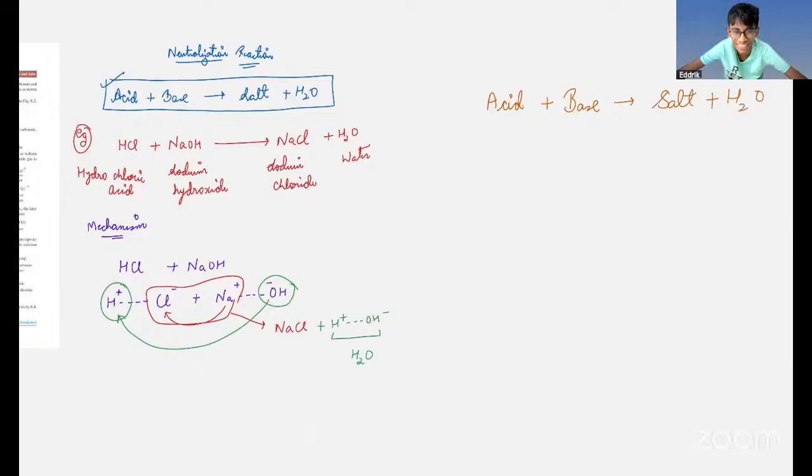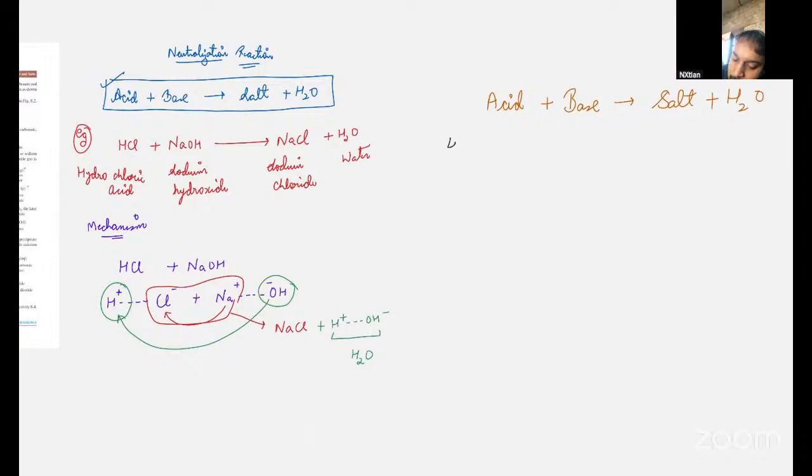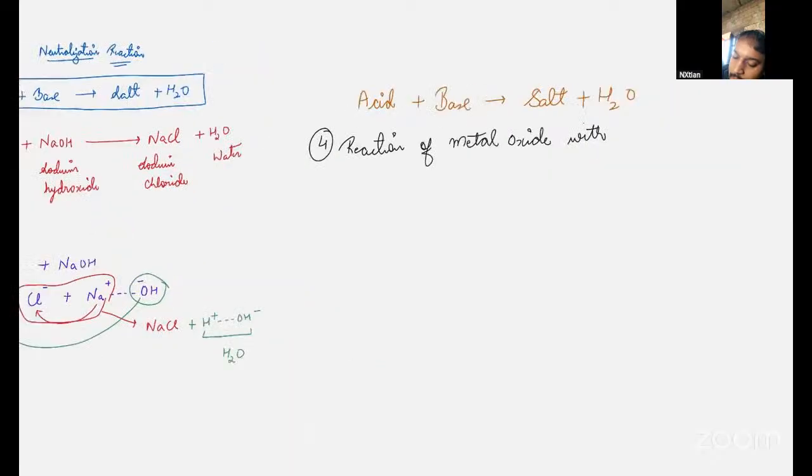Now the next topic, which is the fourth one: reaction of metal oxide with acid. Reaction of metal oxide with acid. Okay, now listen, guys. I will give time to write. Listen, because this is important.